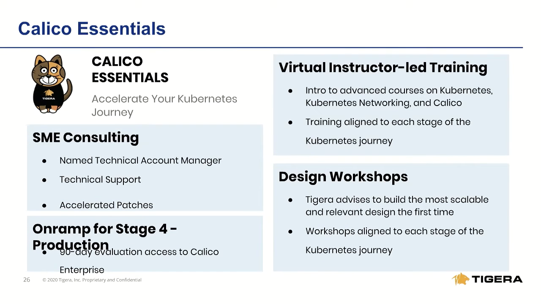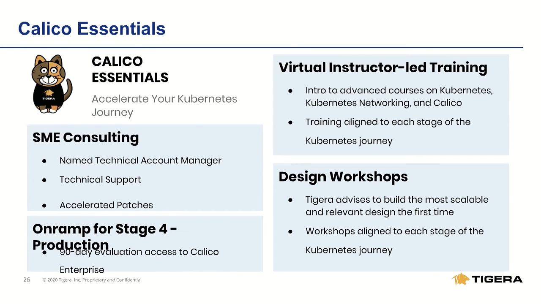What Calico Essentials does is, it takes our experts. We've created Calico. We live and breathe Calico every single day. You get access to our experts as an extension of your team. And what we're able to do then is to help with the on-ramp from stage 4 to production. And I apologize, there's some formatting issues with this due to the webinar platform that we've selected here.